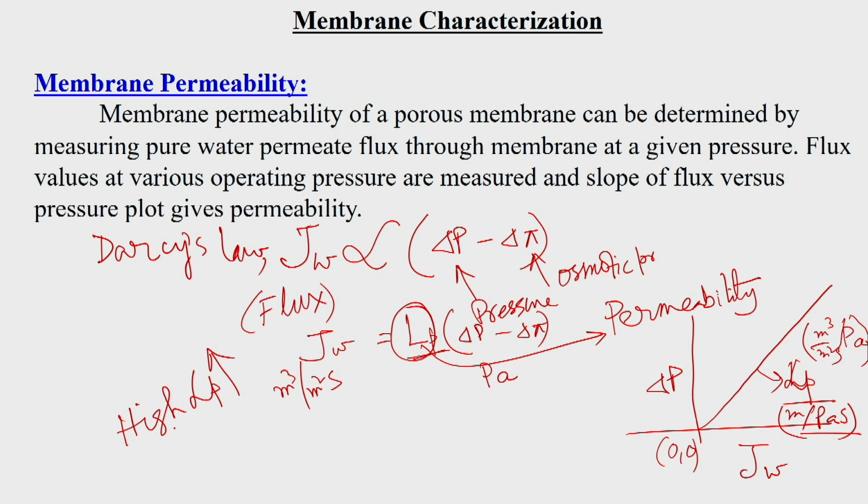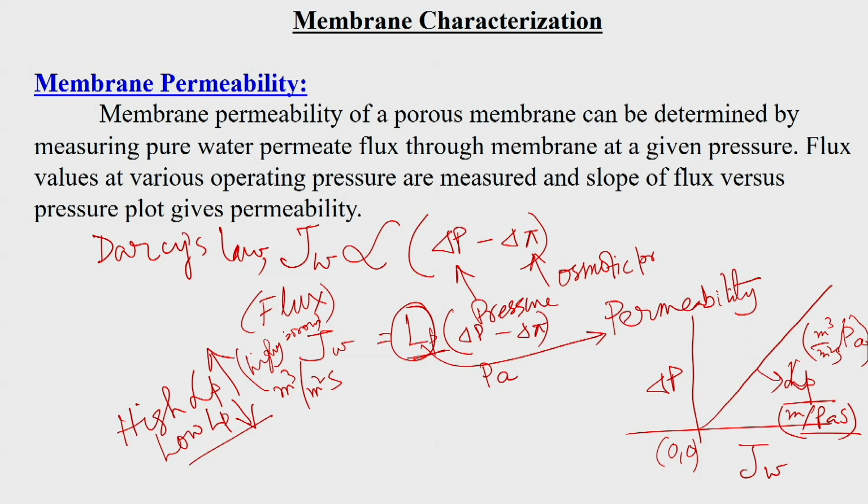If we say very low Lp, then we can say the membrane is less porous. So, this is highly porous. If we say low Lp, then it is a very less porous membrane. So, we can say the microfiltration membrane has maximum porosity, whereas the reverse osmosis membrane has less porosity. Okay.